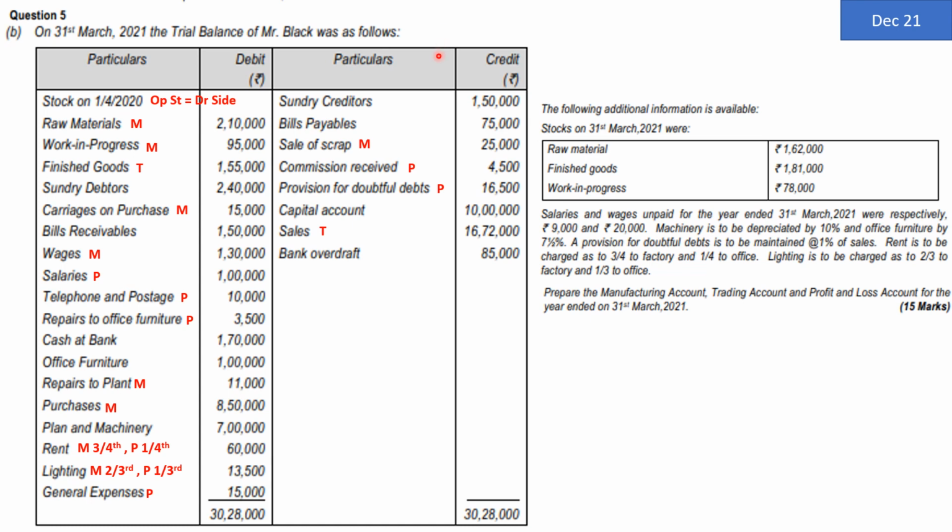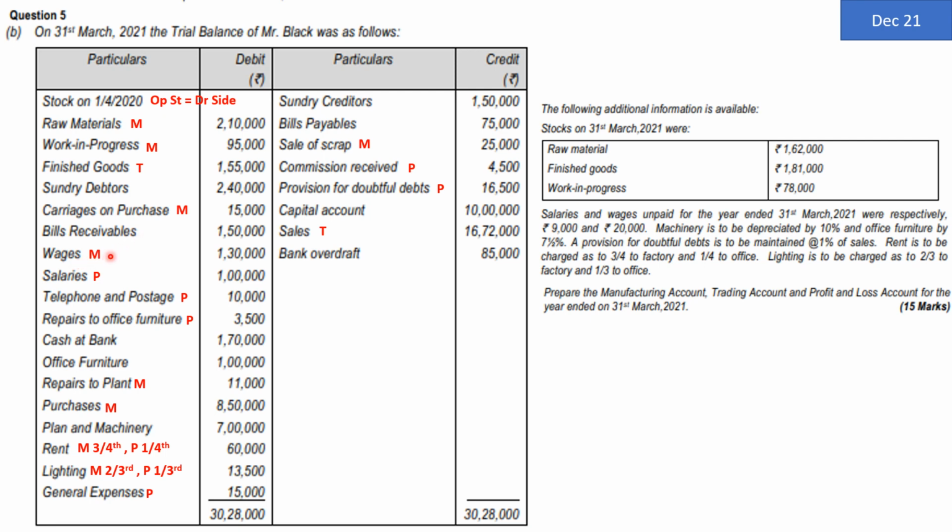So here is the classification. Opening stock on 1/4/2020, opening stock is always coming on debit side. Raw materials will go to manufacturing account, WIP will go to manufacturing account, finished goods will go to trading account debit side. Sundry debtors is an asset, so we'll have to ignore the same. Carriages on purchases, manufacturing account debit side. Bills receivable, asset, so it will be ignored.